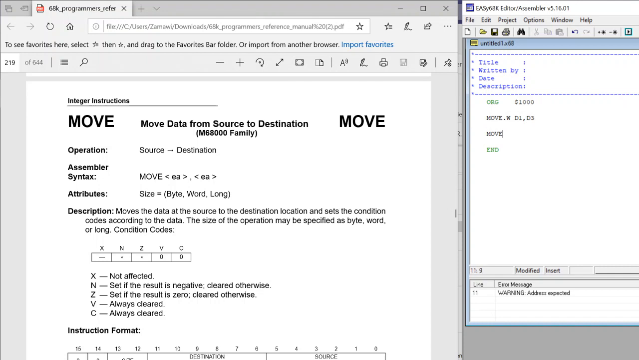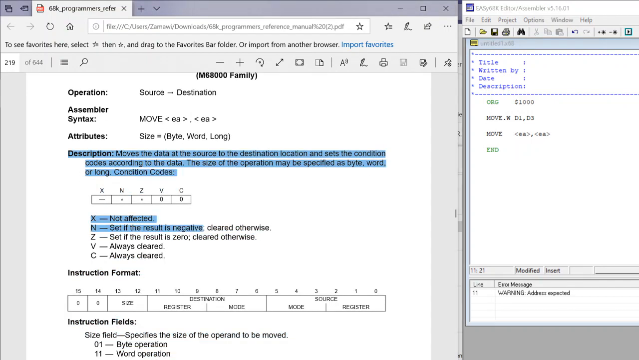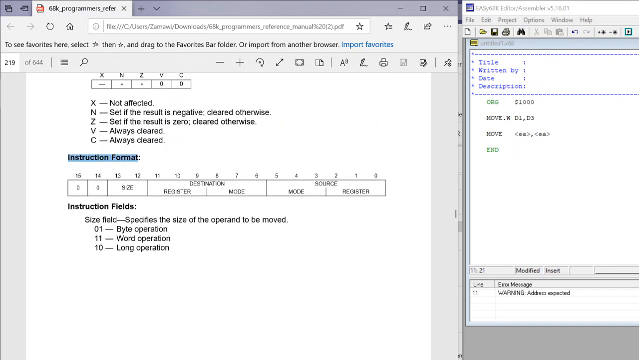The pattern, okay, the pattern is move EA to another effective address. Okay, so the size will be this one, and this is the flag. Remember that there are 5 flags that we have learned so far, right? So this is the instruction format. This is the one that you need to learn how to fill up those things.